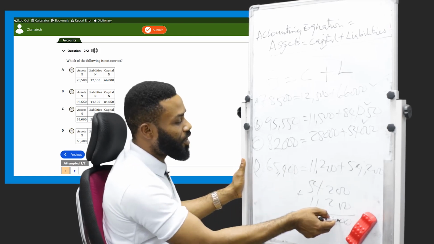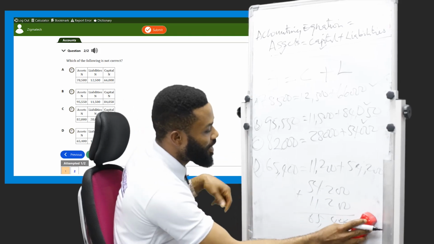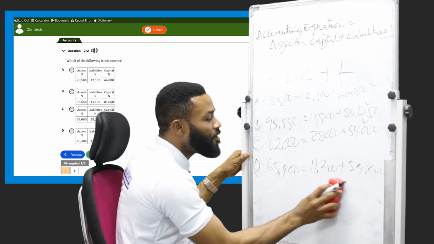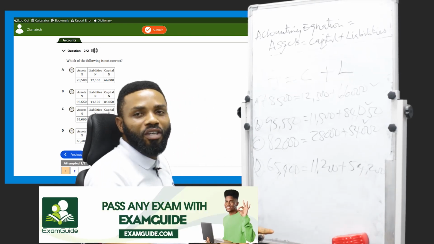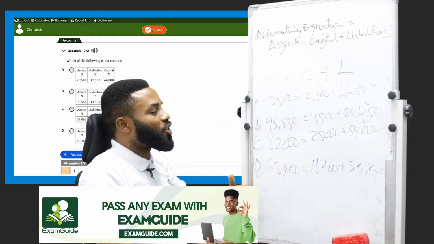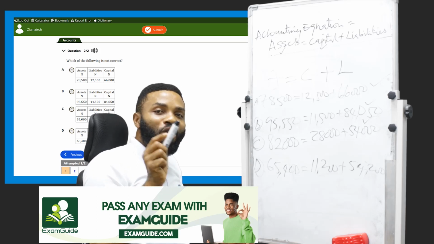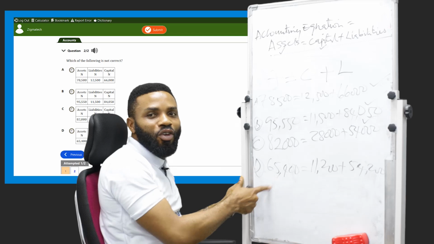This is 004, 5, 6. So you have 65,400. If you were in a hurry to conclude that okay, since 1, 2, 3 is correct, this particular question is a setup. If you choose D, you are wrong.